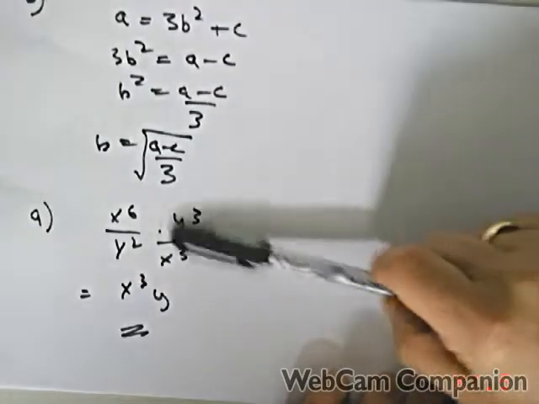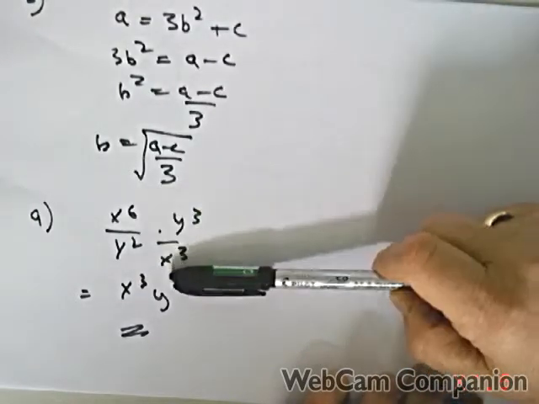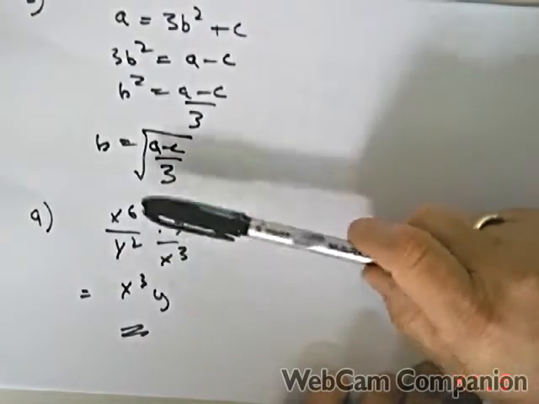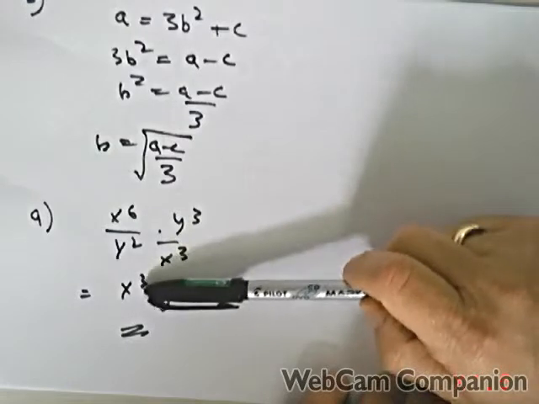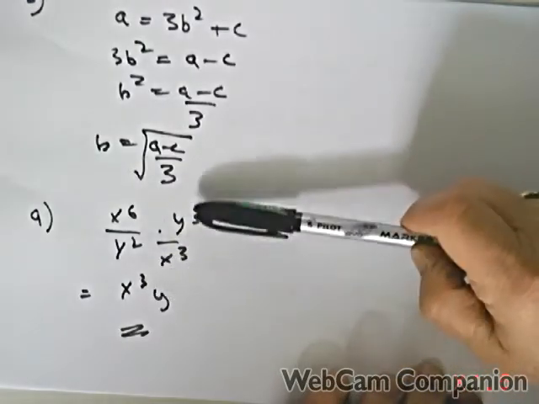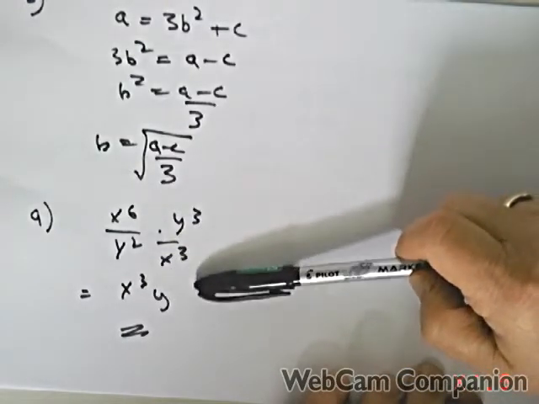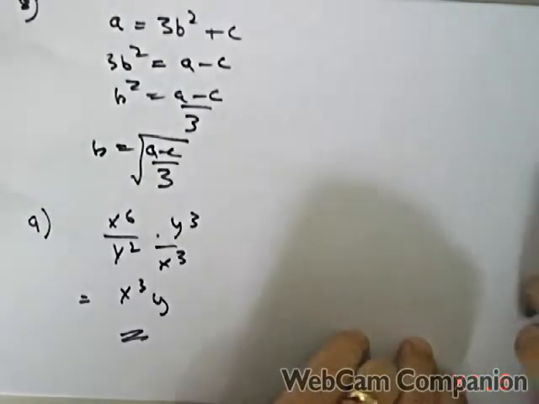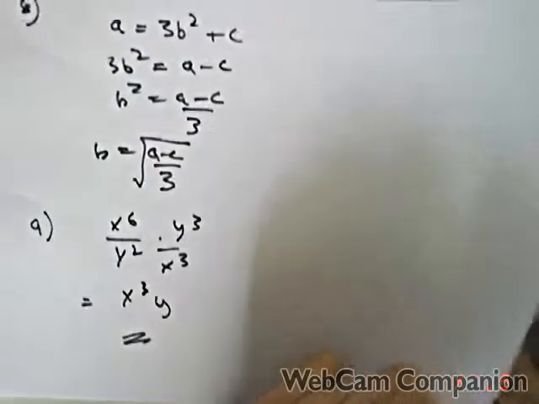And this one here, if we look at the x terms first, we've got x to the power 6 over x cubed. Subtract the powers, which gives you x cubed on the top. Y cubed over y squared gives us a y, so the final answer is x cubed y, which I hope you got.